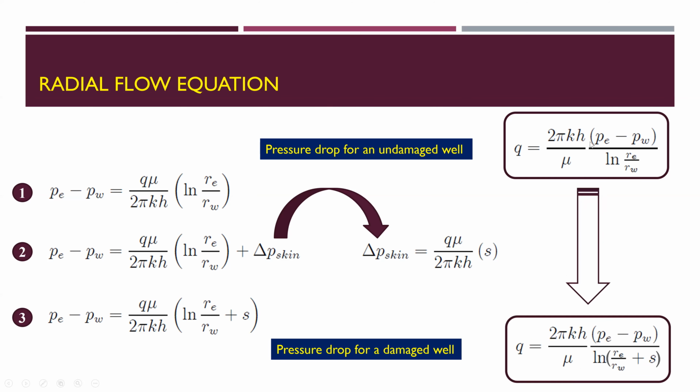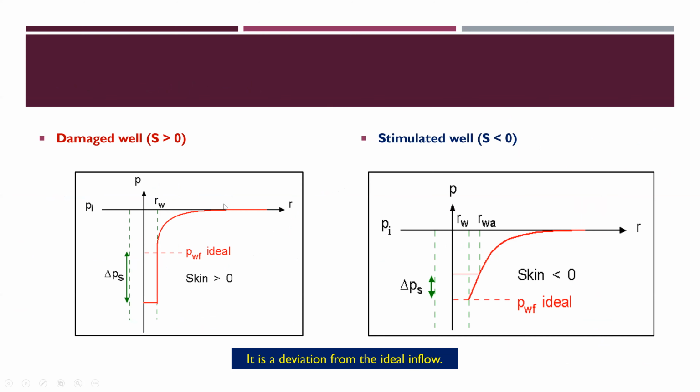So the equation we started with we can end with the same equation, but instead of r_e over r_w only, skin will be part of the equation. Since skin is delta p, consider the ideal case. Ideal case means we are expecting that if damage or skin is 0, the bottom hole flowing pressure should be at this point. However, in reality, due to skin, the bottom hole flowing pressure is here. So the difference from this to this accounts for the pressure drop due to skin.